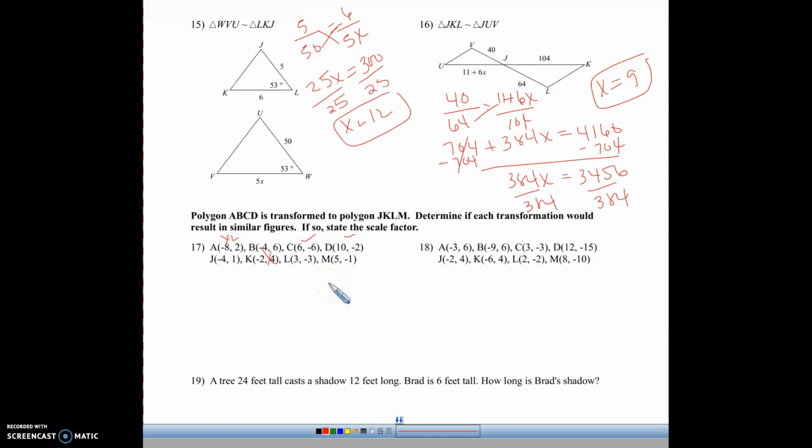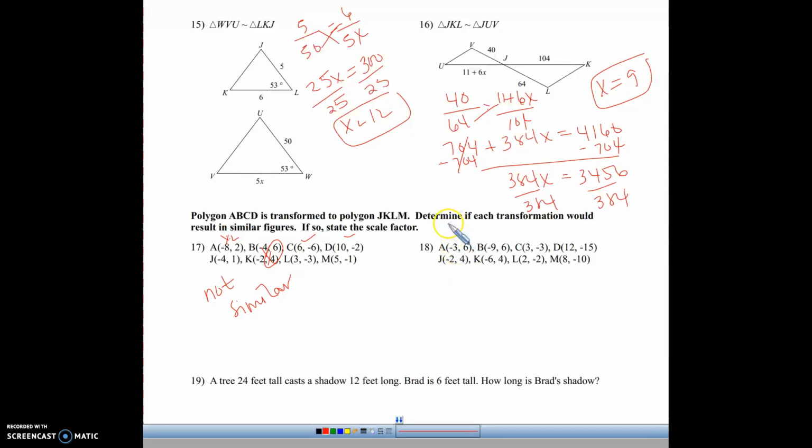So these are not similar, because of that one number there that wasn't multiplied by 2. So let's look at 18. Okay, do we have the same ratio going all the way? Well, it's really hard to see what this is, so all I really got to do is put the numbers over each other and see if I get the same thing.